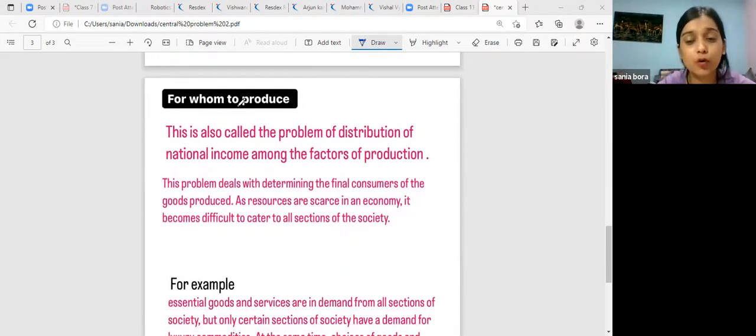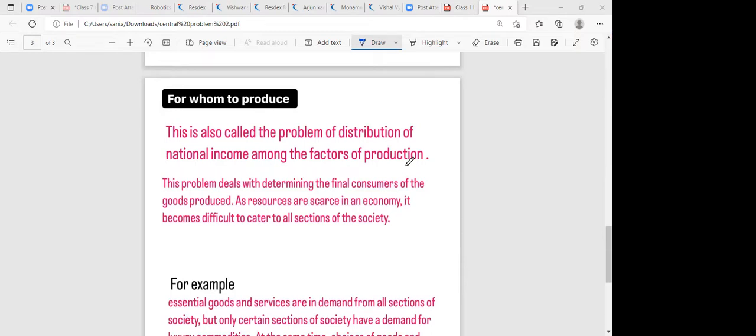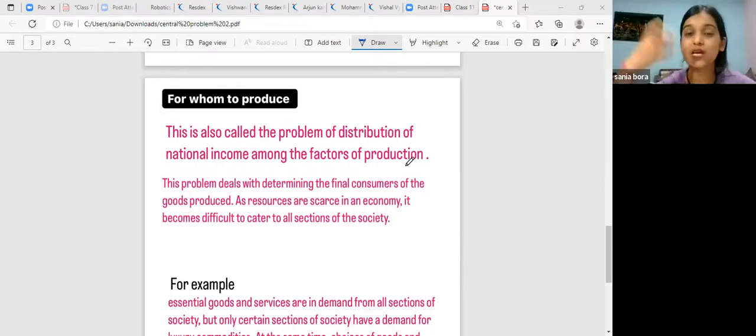Now the last problem: for whom to produce. So this is also called the problem of distribution of national income among the factors of production. Now I have prepared everything, so of course I'll be distributing it. Like, this pizza is for you, this burger is for you, like this. So this is also called the problem of distribution of national income.